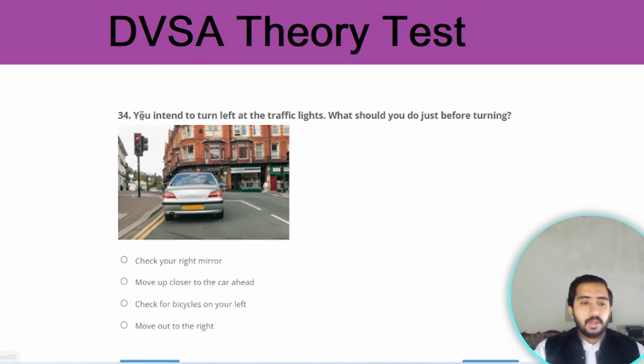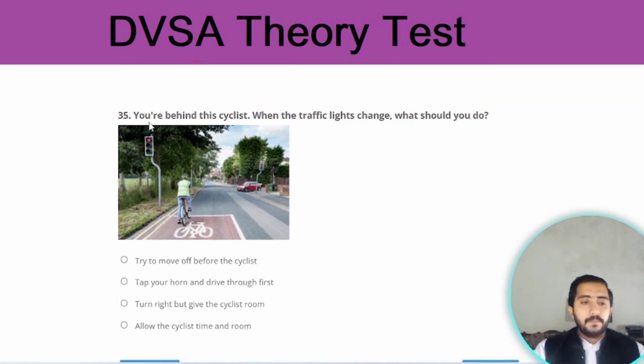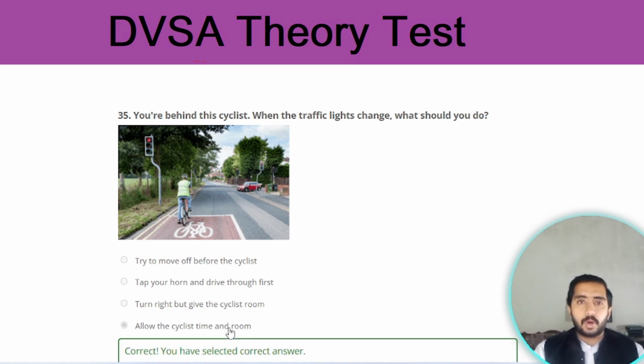Next question. You intend to turn left at the traffic lights. What should you do just before turning? The correct option is check for bicycles on your left. Option C is the correct one. Next question. You are behind this cyclist. When the traffic light changes, what should you do? When the traffic lights change, you need to allow the cyclist time and then give them room. Option D is the correct option.